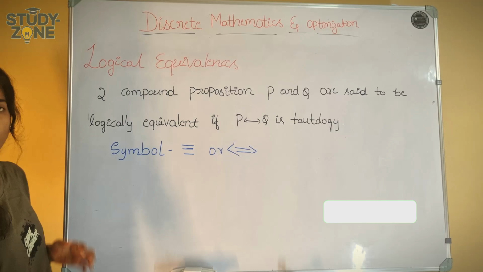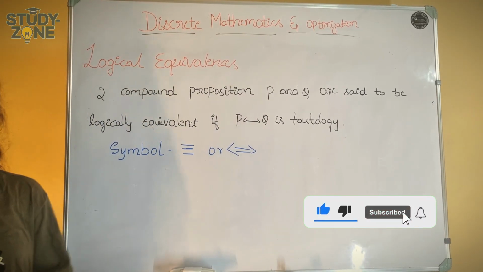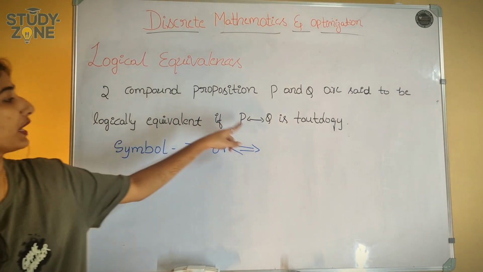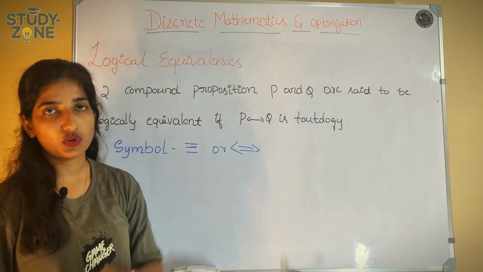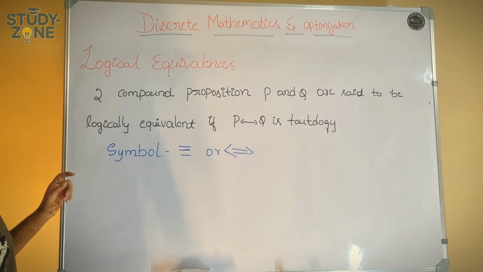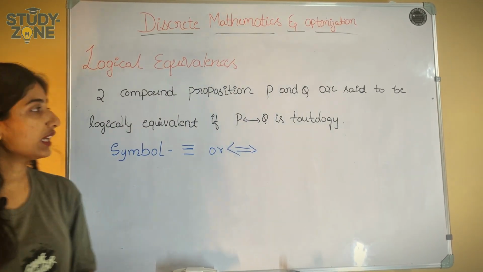Today let us see about logical equivalences. Two compound propositions, that is P and Q, are said to be logically equivalent if P biconditional Q is a tautology. So the symbols used to represent logical equivalences are these two. So these two represent the logical equivalences.